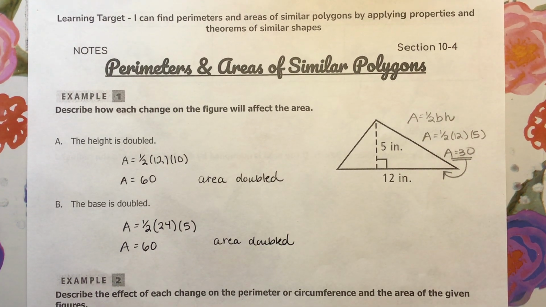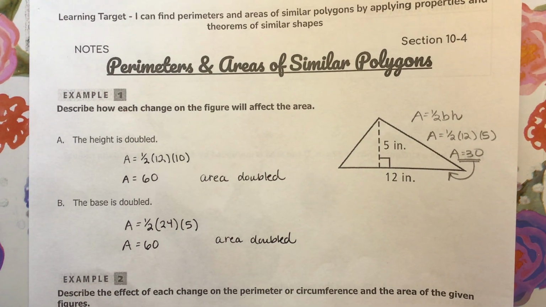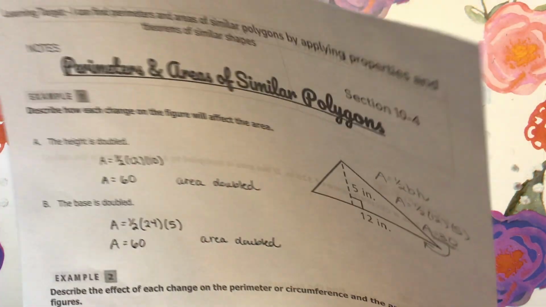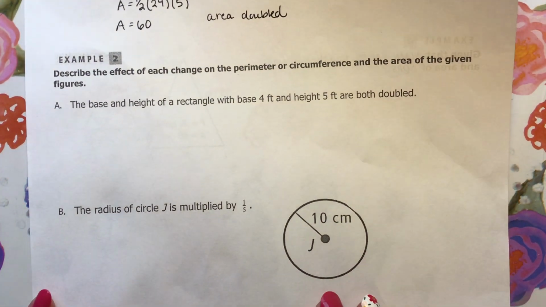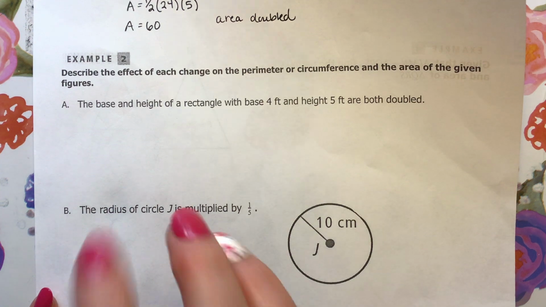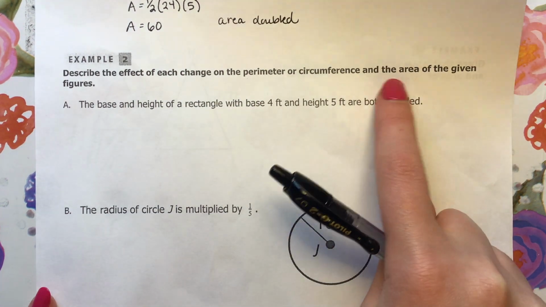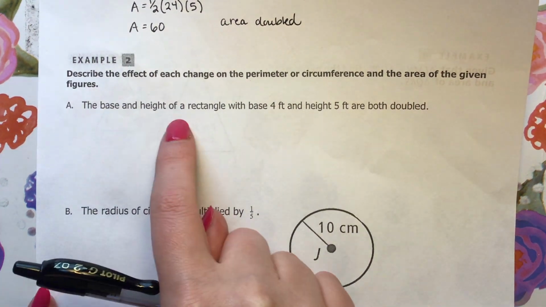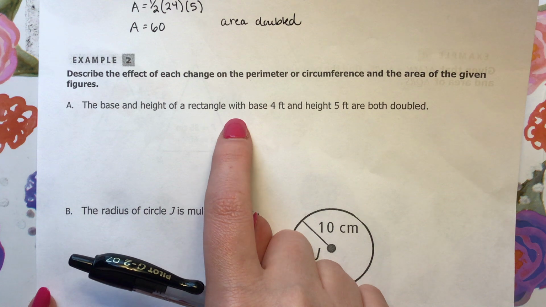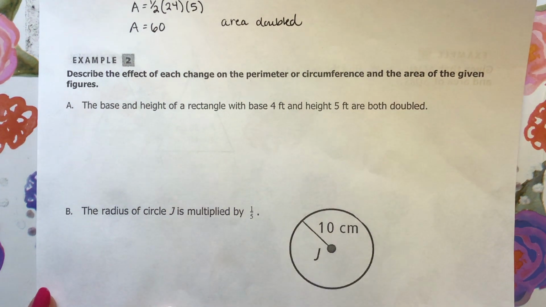Now, I'm just doing some of these examples so you can hopefully start catching on to a pattern. I'll show you that pattern after a couple more examples, but let's do some more and just compare what happens when we change properties in shapes. So in example 2, it says, describe the effect of each change on the perimeter or circumference and the area of the given figures. It says the base and height of a rectangle with base 4 foot and height 5 foot are both doubled.